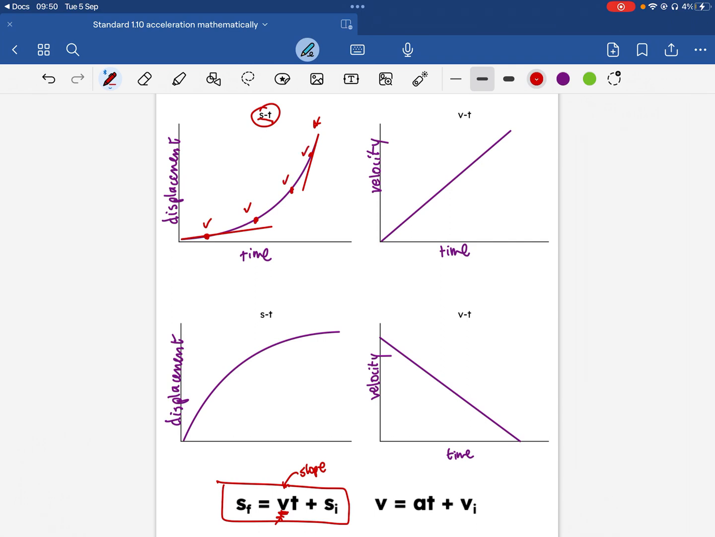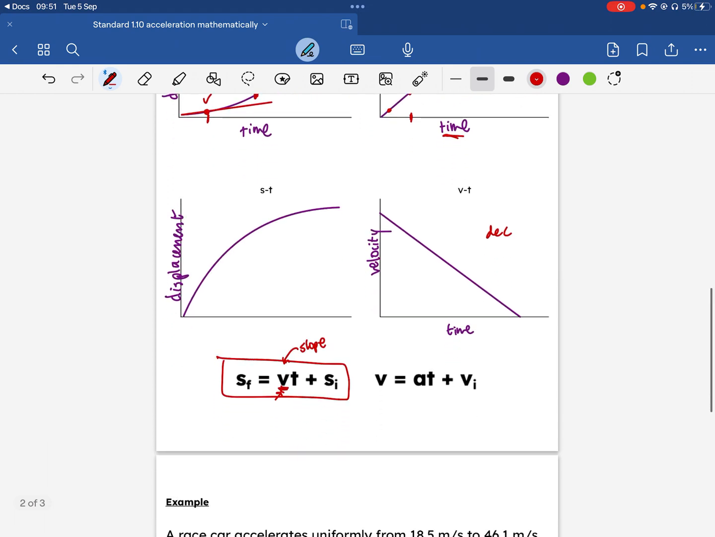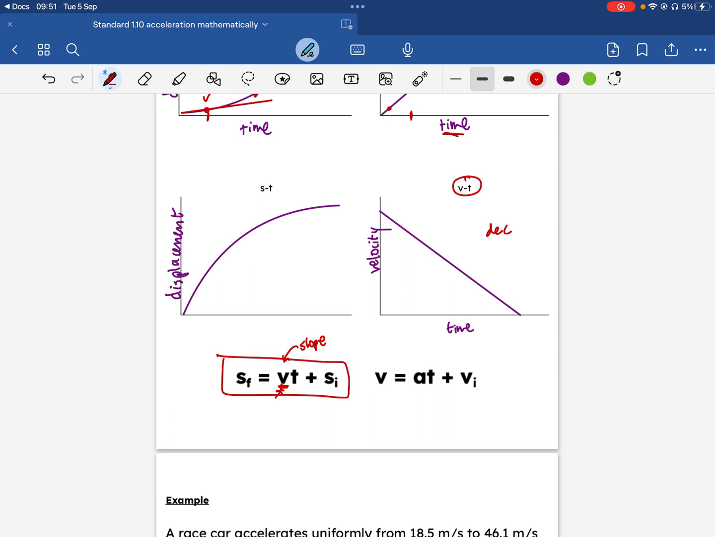If I find all those slopes, well, I can plot them as velocity. So whatever time this is, I can find the same time here and plot its velocity. The velocity is changing as time goes on. The velocity could be increasing, like we see in this first graph, or it could be decreasing, like we see in the second graph. And in this second graph, the velocity time graph, I have velocity and time.